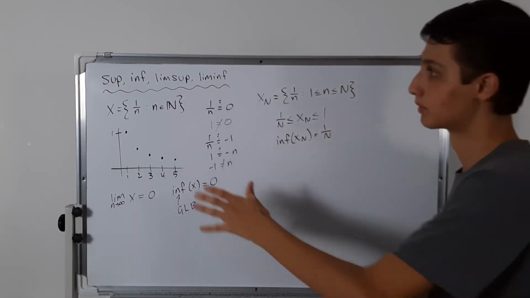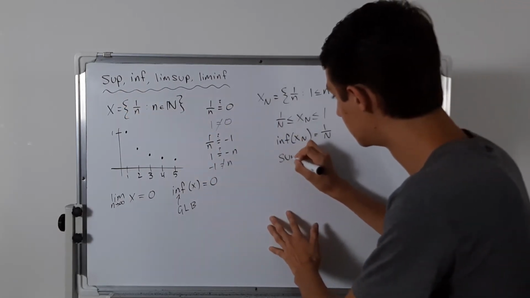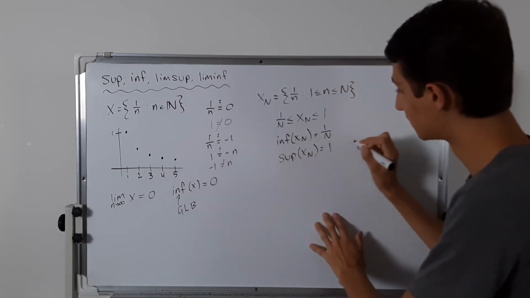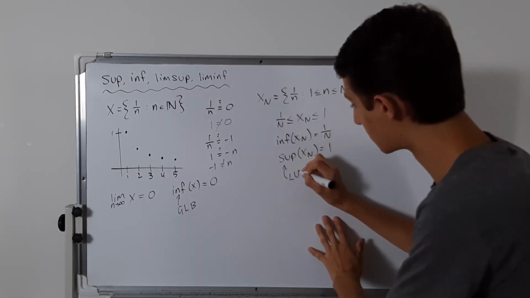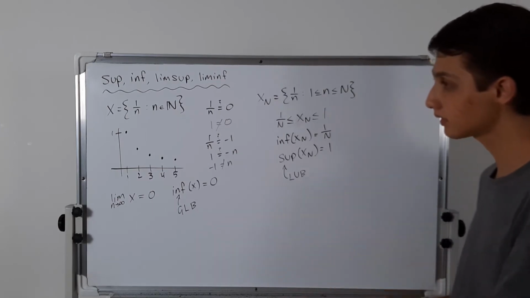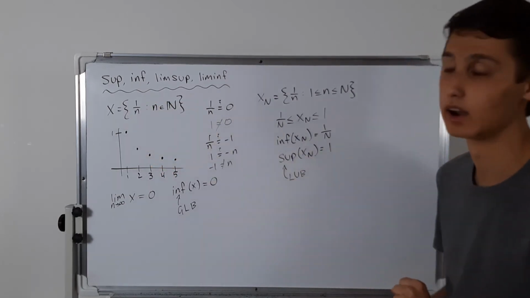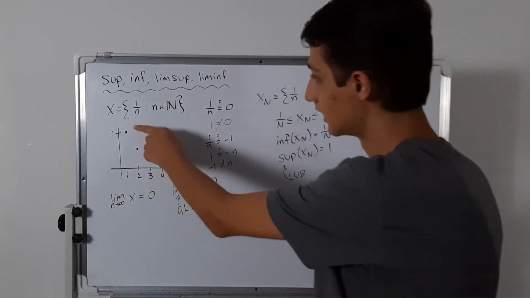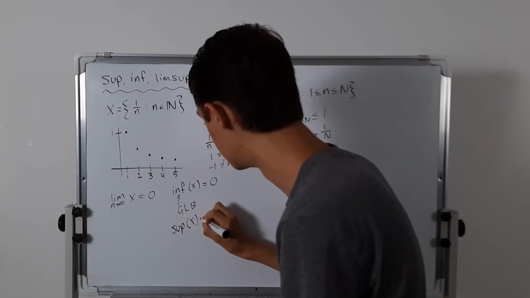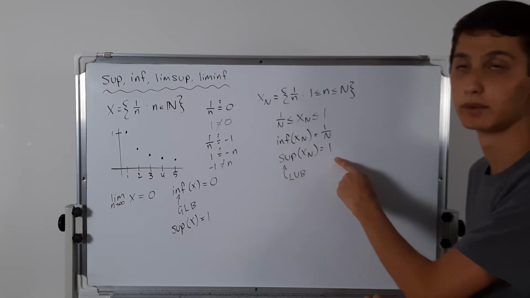Now that's the infimum. What about the supremum? Well, the supremum is the same thing, except it is the least upper bound, and in this case it's going to be 1. So I'm going to say this is the least upper bound, and it's pretty much the same thing, just from the other side. So does this sequence have a supremum? Well, yeah, because it has a greatest element. So in this case, the supremum of x is equal to 1. And so it is in this case as well.